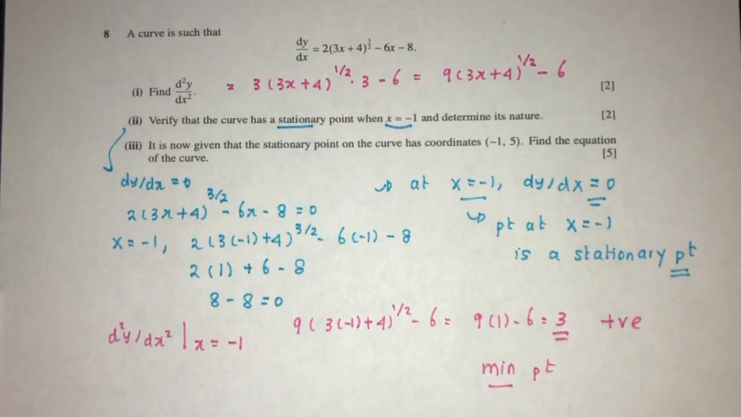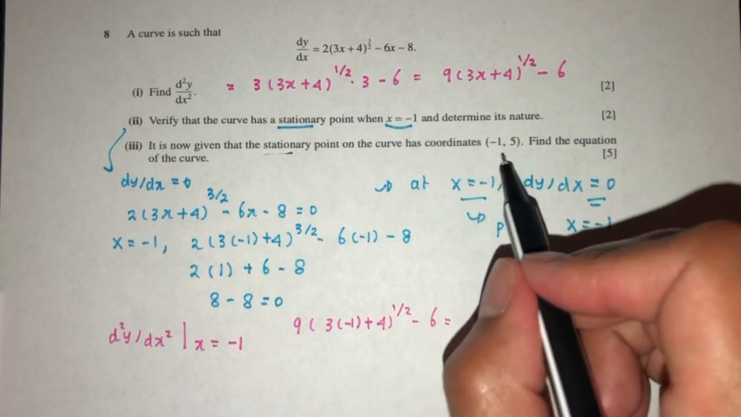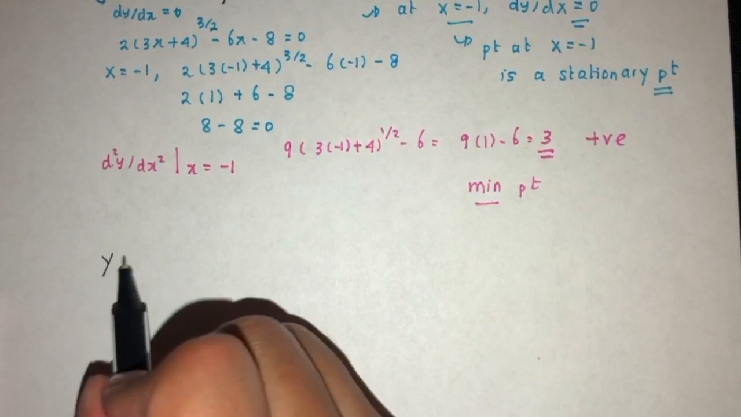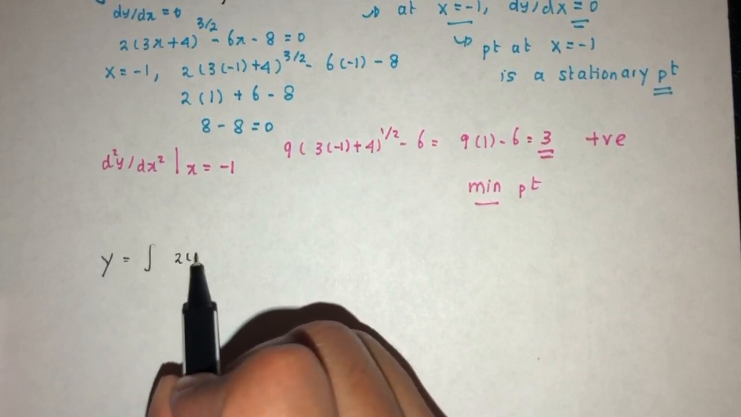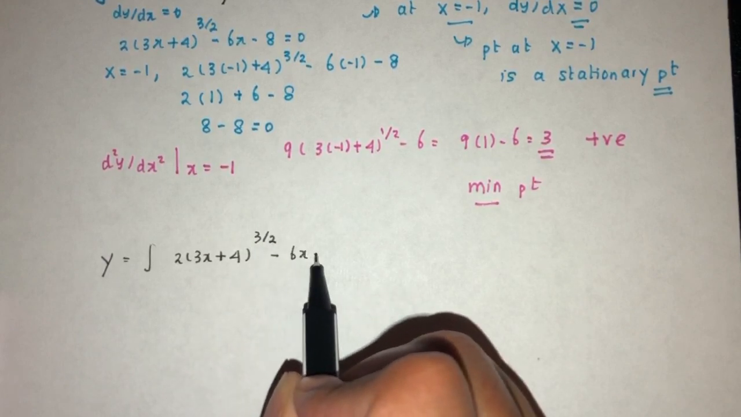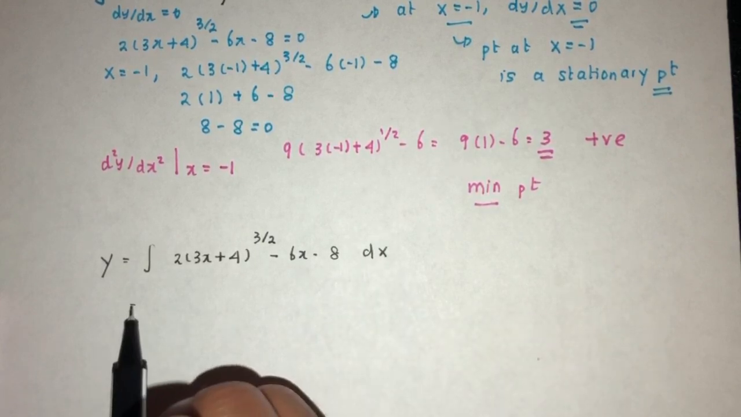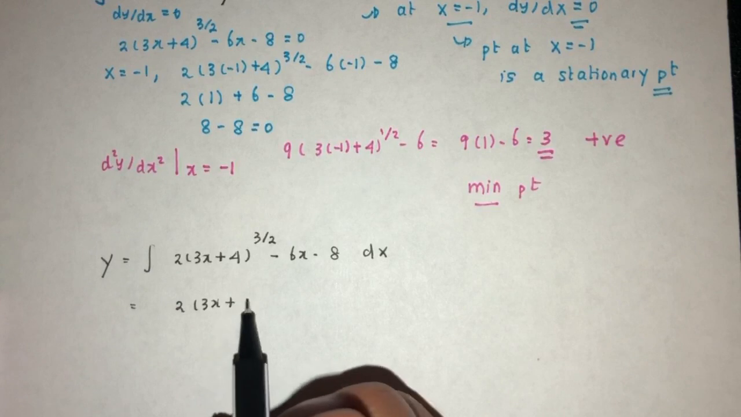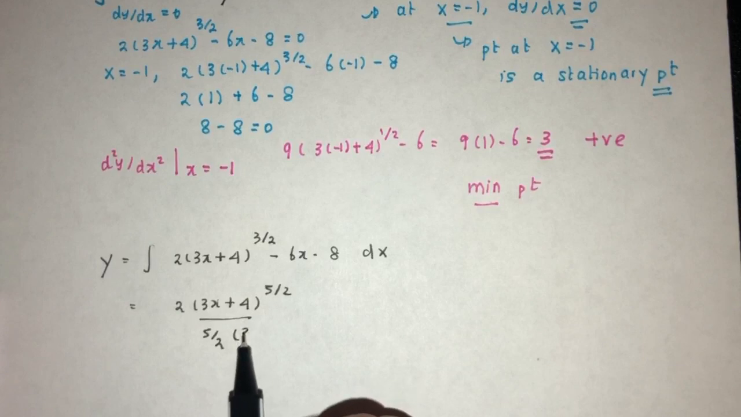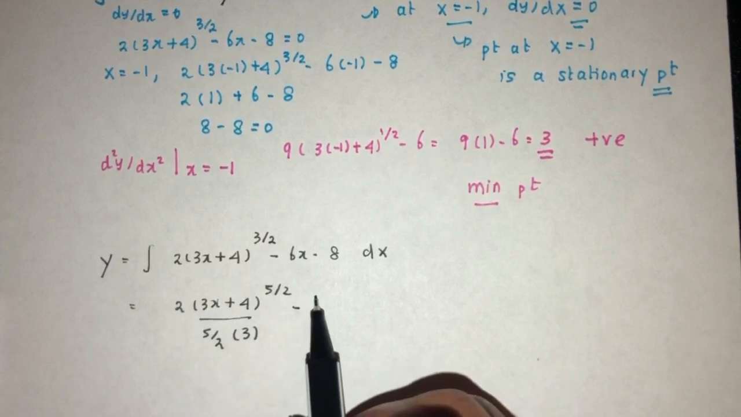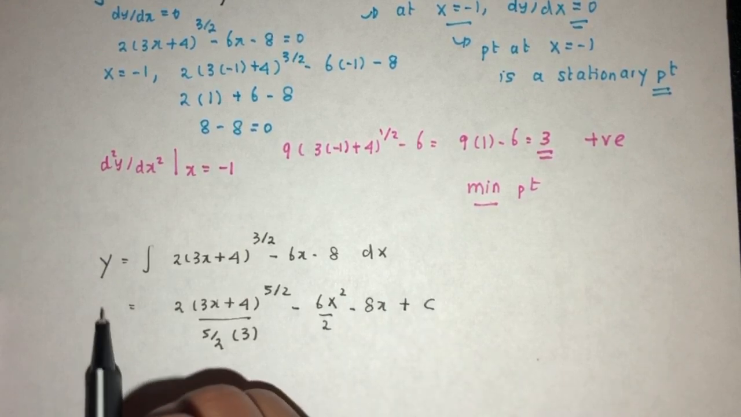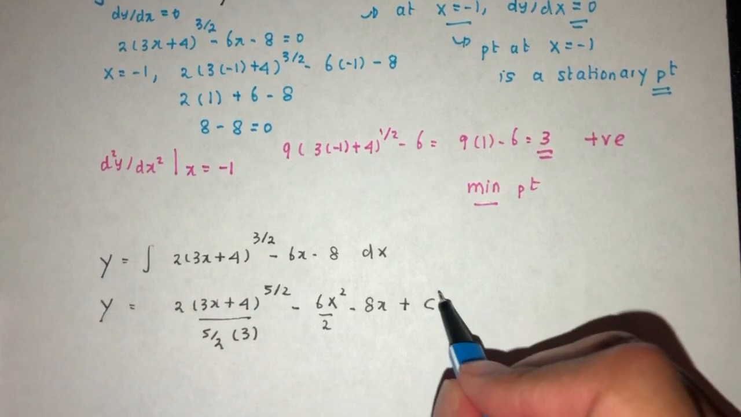Now moving on, it is now given that the stationary point is minus 1, 5. So we have to find the equation of the curve, which is the value of y. So to find the value of y, we have to integrate dy by dx, which is 2, 3x plus 4 power 3 over 2 minus 6x minus 8 with respect to x. That will be what? 2 is just 2. First, we have to increase the power by 1. That should be 5 over 2. Divide by 5 over 2. Then divide by 3, which is d by dx of the value inside. Then minus 6x squared over 2 minus 8x plus c. That is y. Now we have to find the value of c.